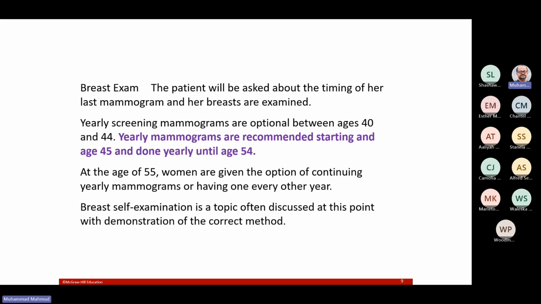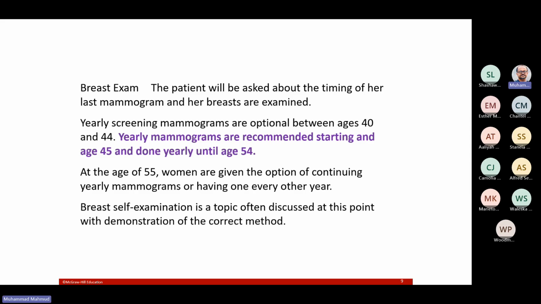For the breast exam, the screening mammogram is optional between age 40 to 45, but the recommendation is that between age 45 to 54, yearly mammograms should be done. After that, at age 55, women are given the option of continuing yearly mammograms or having one every other year.